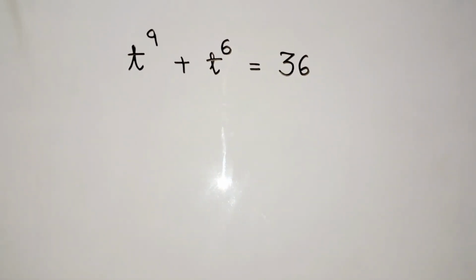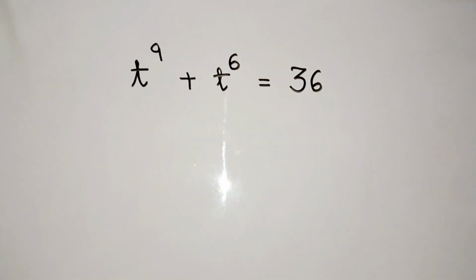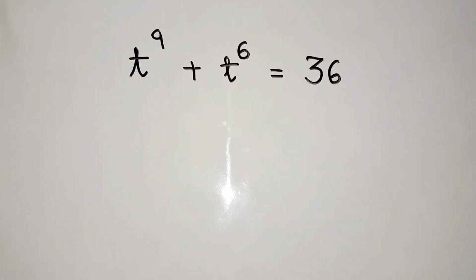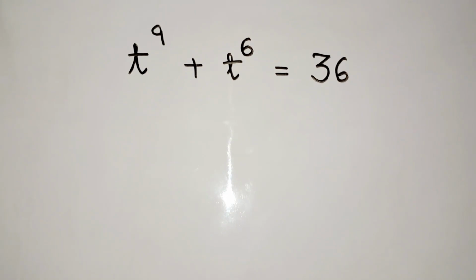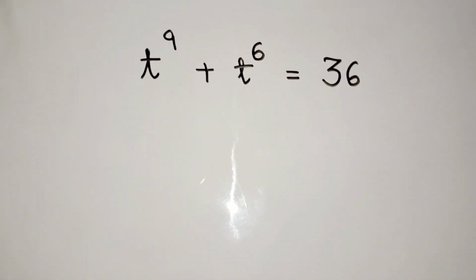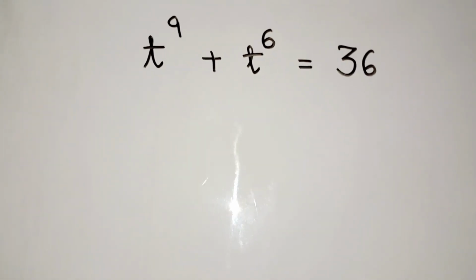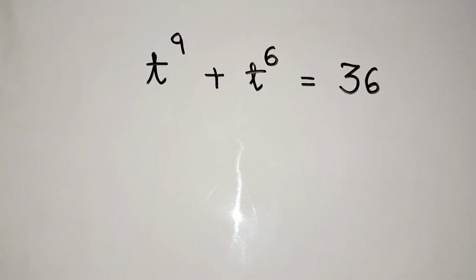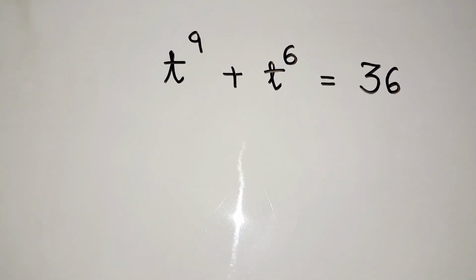Hello everyone. Today we are going to solve one interesting equation given by t to the power 9 plus t to the power 6 equals 36. So it is of order 9, or we can say degree 9. Here we seek the real solutions. What real solution of t will satisfy this equation?